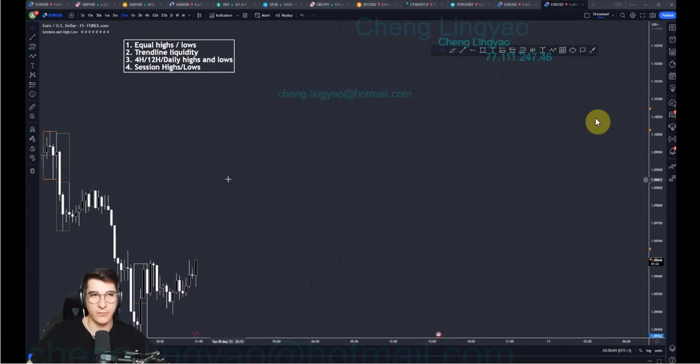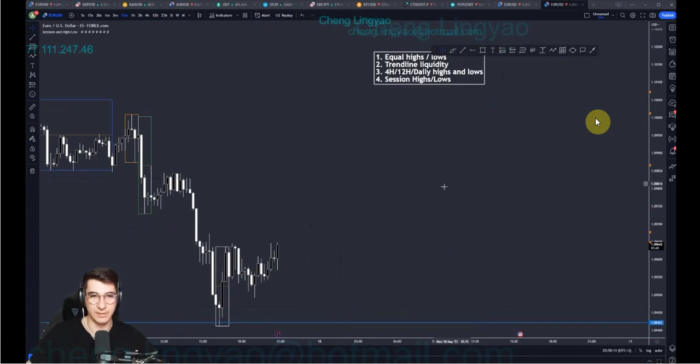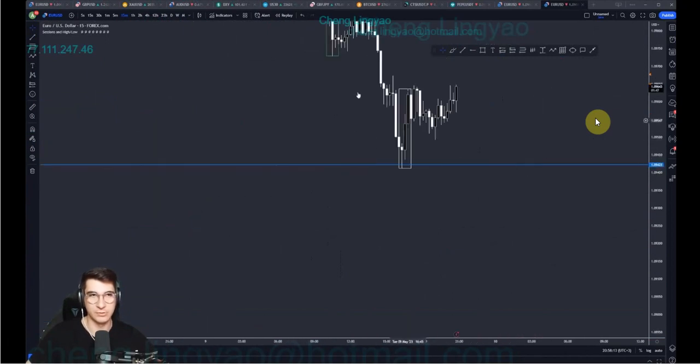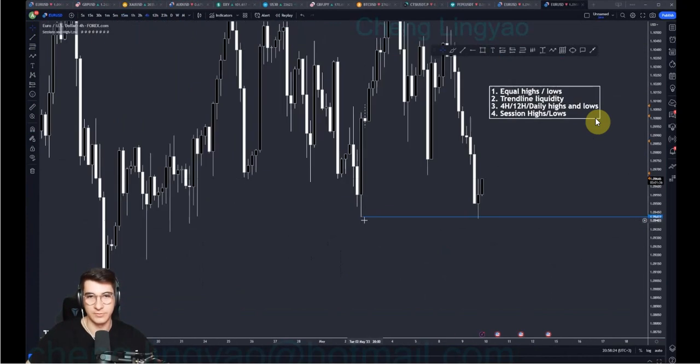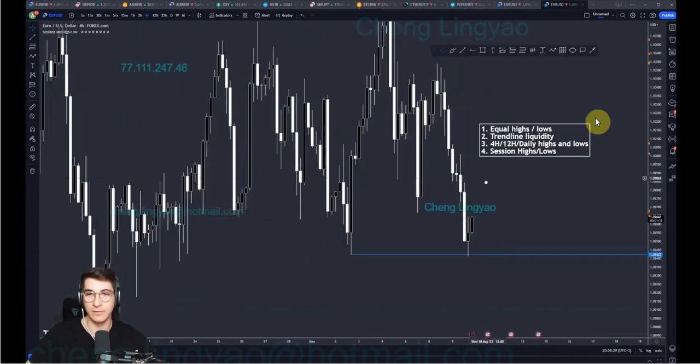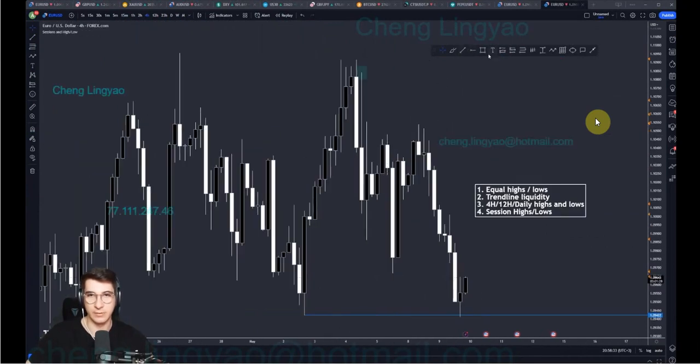Next one is 4 hour, 12 hour, and daily. We're gonna use those specific time frames to look for highs and lows that are gonna be taken. Perfect example now on EURUSD. We had liquidity below this 4 hour low. You see the 4 hour low, price came in, wicked it out, and then we have the reversal playing out right now. You can see the same thing here. We had the 4 hour high, which was taken out, and then price dropped.